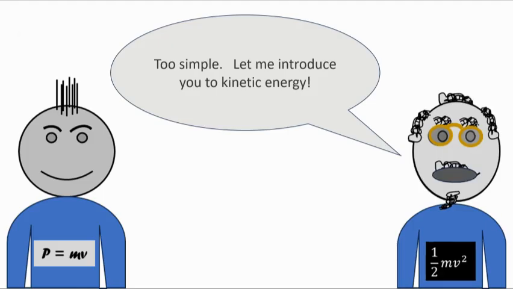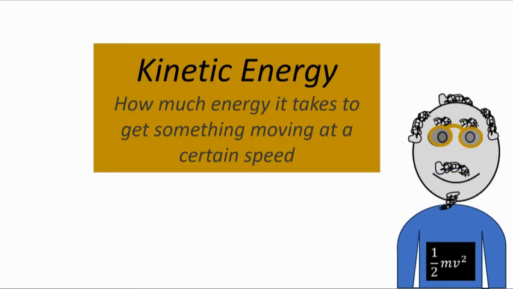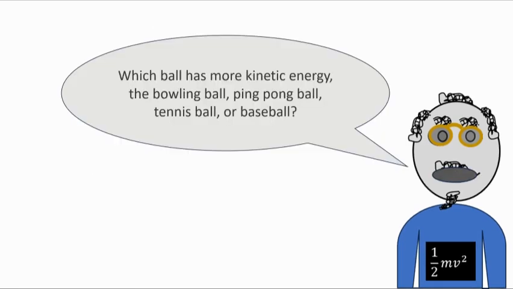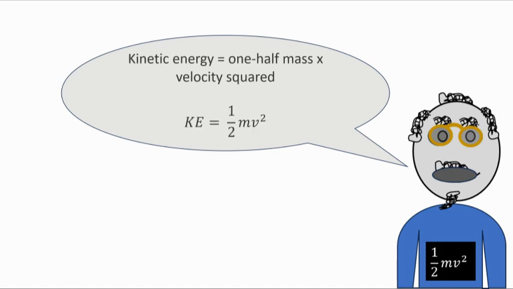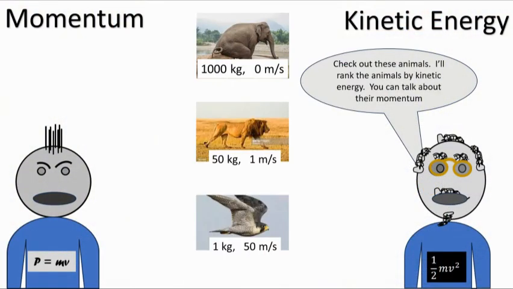Too simple. Let me introduce you to kinetic energy. Kinetic energy is how much energy it takes to get something moving at a certain speed. Kinetic energy is equal to 1/2 mass times velocity squared. 1/2 mv squared. Check out these animals.